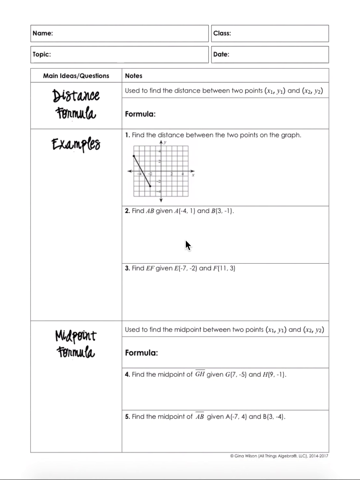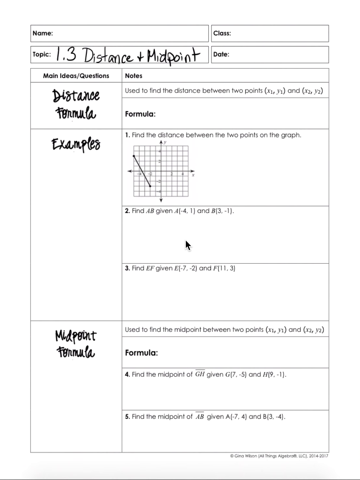So we talked about how to name points, lines, and planes, and we talked about how to add parts of a segment to make a whole segment. So today we're going to work on section 1.3, which is the distance and midpoint formulas. We talked a little bit about midpoint last time, about being exactly halfway.